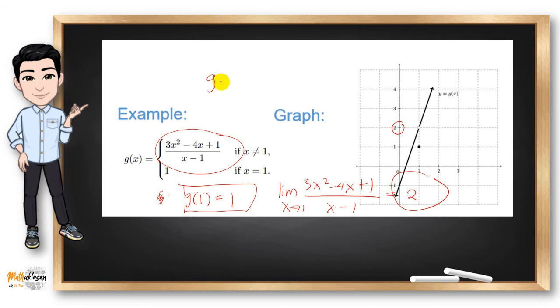Pero, discontinuous pa rin siya kasi yung g of 1 ay hindi naging equal sa limit ng g of x natin as x approaches 1. So, therefore, discontinuous ito. Pero anong type of discontinuity? It's removable. Kasi hindi naging equal. At makikita nyo naman dito sa graph, diba?